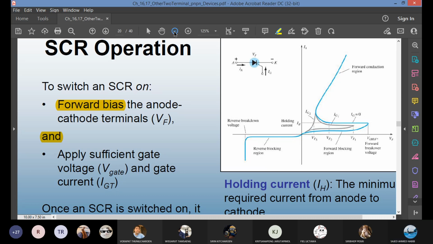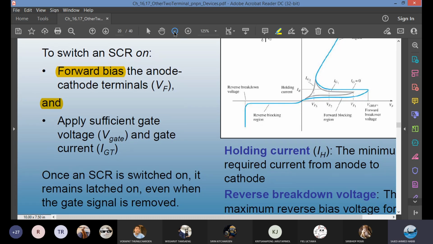Once the SCR is switched on, it remains latched on, means the on state is permanently connected unless or until you do something to turn it off. So once it's on, it's on. Now you remove the gate signal. After you turn it on, you remove the gate signal, the SCR will still keep conducting. Just removing the gate signal will not turn it off.